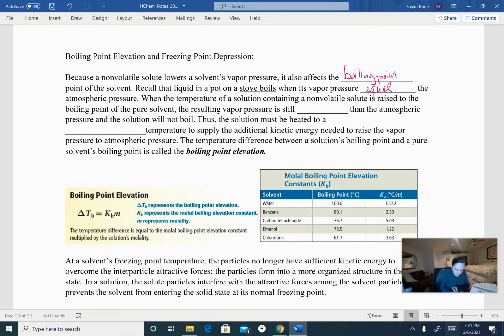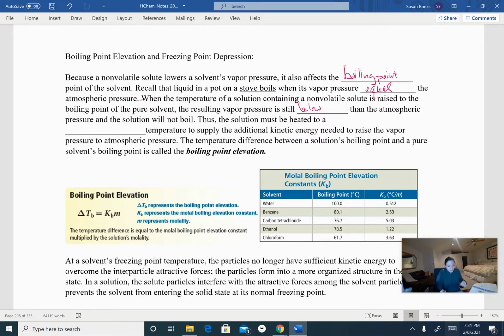Okay, so we're going to start right here again. When the temperature of a solution containing a non-volatile solute is raised to the boiling point of the pure solvent, the resulting vapor pressure will still be below the atmospheric pressure because that solute is getting in the way of those solvent particles vaporizing. Okay? And so the pressure doesn't equal the atmospheric pressure, so it's not going to boil.